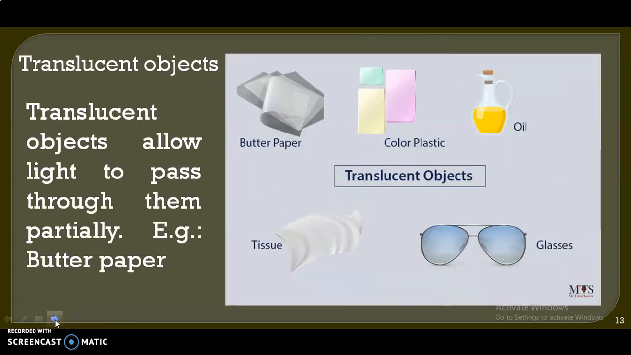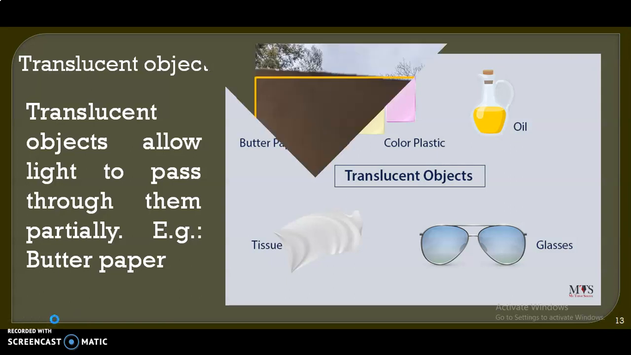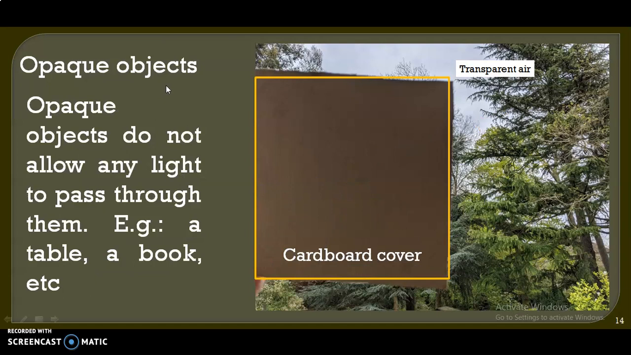Then there is another category of objects known as translucent objects. These objects allow light to pass through them partially. For example, butter paper, color plastic, oil, tissue papers, and glasses. What kind of glasses? The eyeglasses that we wear to protect our eyes from the direct light of the sun.